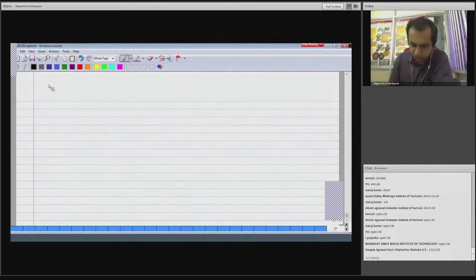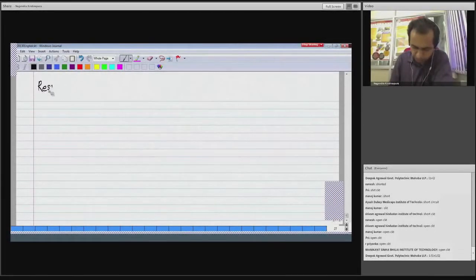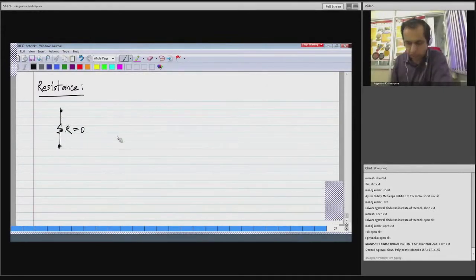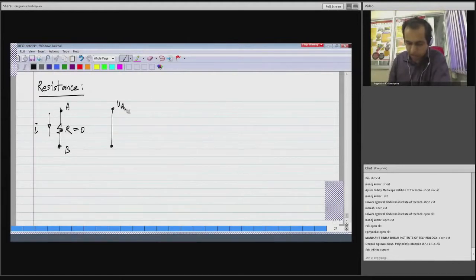And similarly, for a resistance R, let's say R equals 0. The voltage drop will be I times R. If R equals 0, the voltage drop will be 0. That means VA will be equal to VB, and it is equivalent to a short circuit. So a resistance of 0 means that it will short the two nodes between which it is connected.